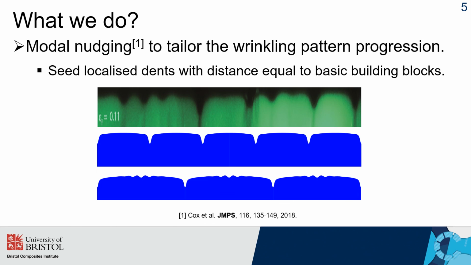tailor the wrinkling pattern progression by seeding localized dents, with the distance being the wavelength of the basic building blocks. In this way, we can make the bilayer wrinkle in a desired regular pattern.